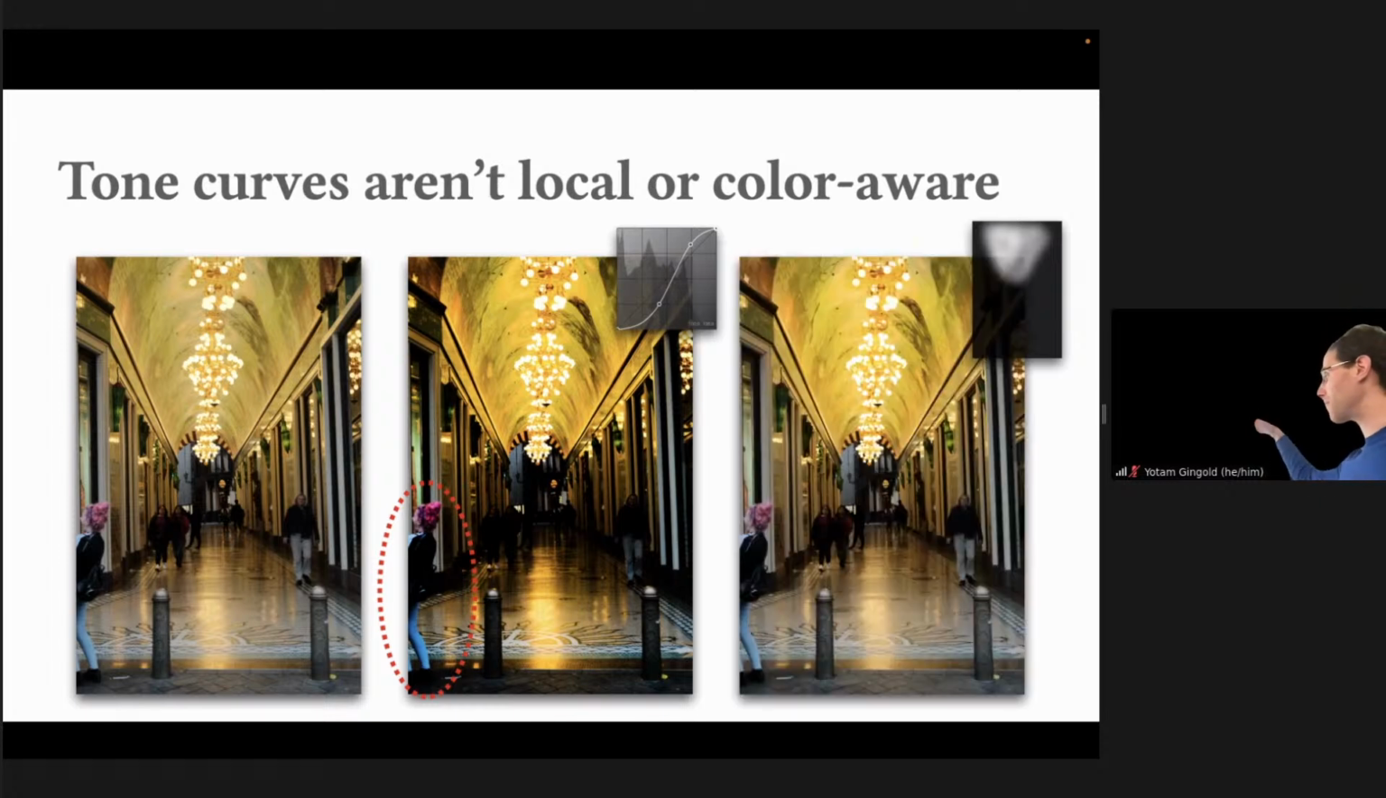So if I create a mask around the top, now I'm only editing the tone curve for the area on the top, but there are reflections all around the image of this gold color, and so I haven't edited those. So that's very tedious to do.